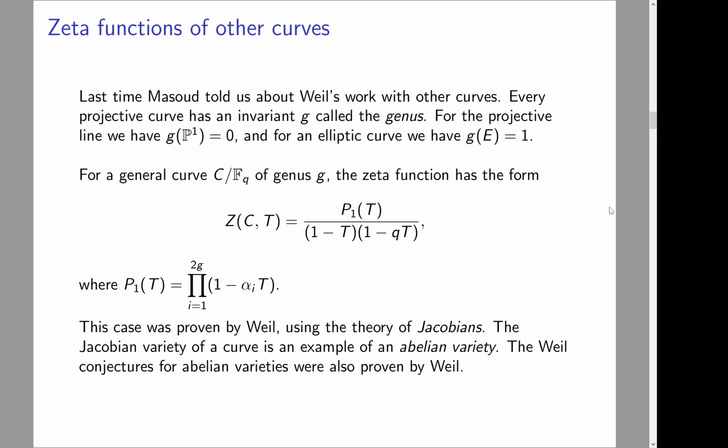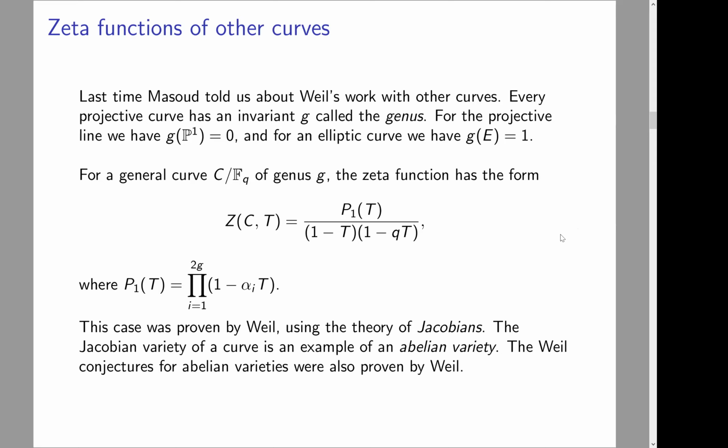Weil's original work was on studying various special curves like Fermat curves, hyperelliptic curves, which Masoud told us about. And in general, if I take any projective curve, there's an invariant of that curve called the genus of the curve. The projective line is a curve, it's a one-dimensional space, and its genus is 0. An elliptic curve has genus 1. This is related to the fact that when you look at a characteristic 0 elliptic curve, when you look at its complex points, you get a torus. So it has genus 1 in that sense as well. So this is definitely a related thing. But the genus is just some invariant of the curve.